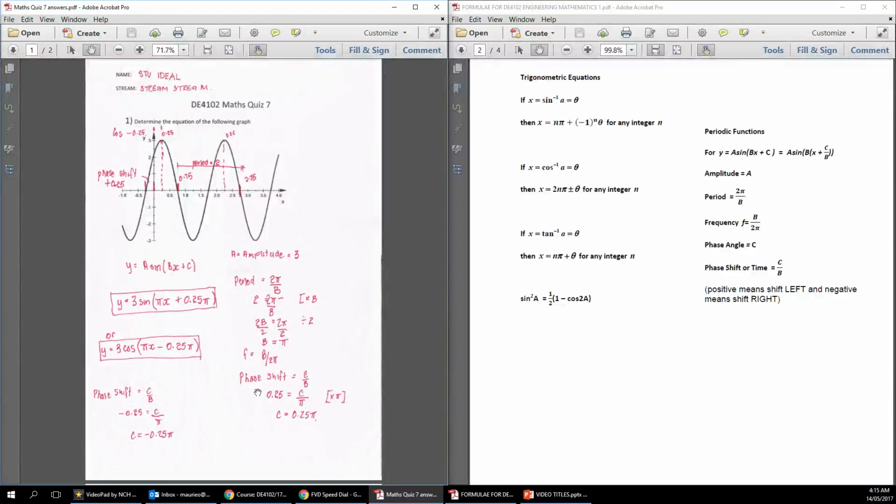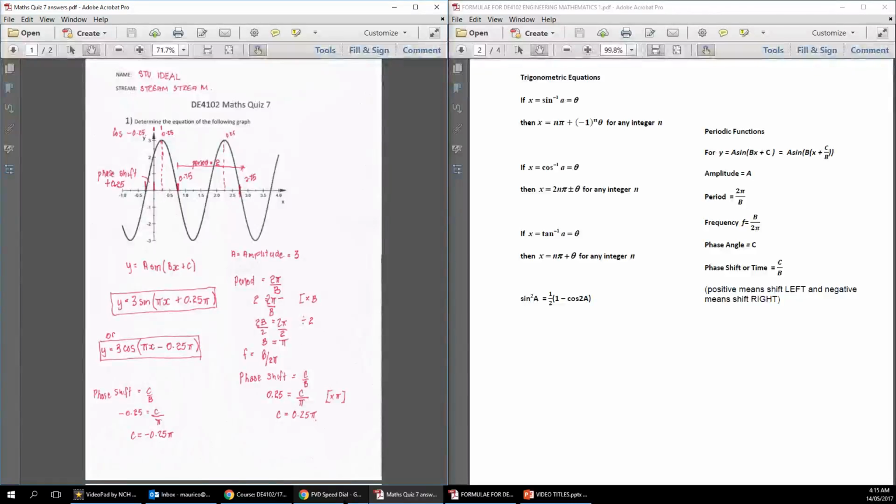Now the phase shift is c over b. And we can see here, if we say this is a sine graph, we've got a phase shift from there to there of 0.25. So it's 0.25 to the left, and that's what we call a positive shift. If it's to the left, it's positive.